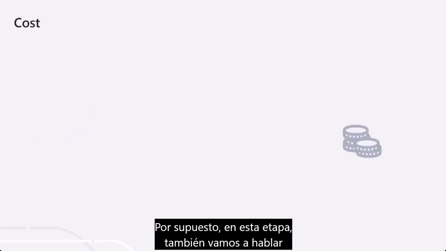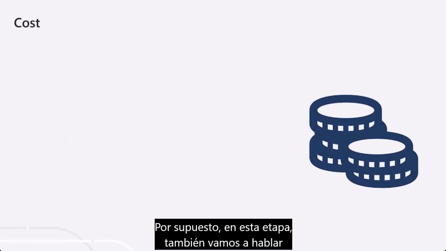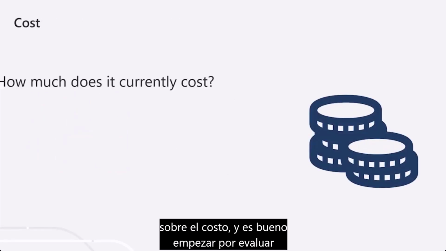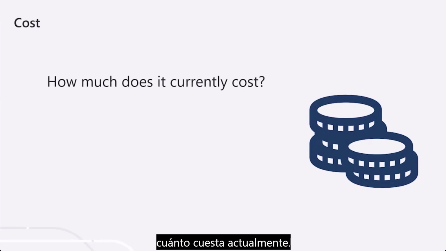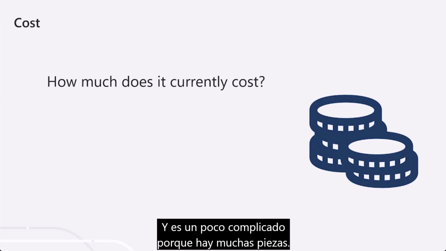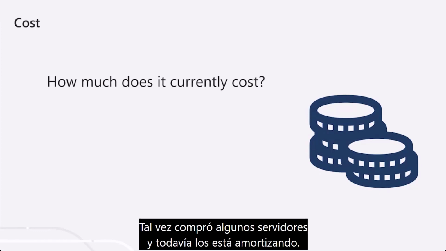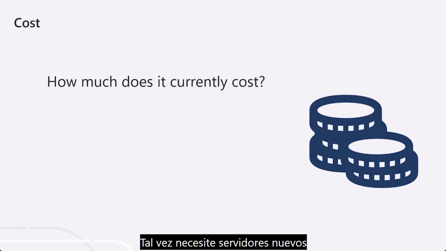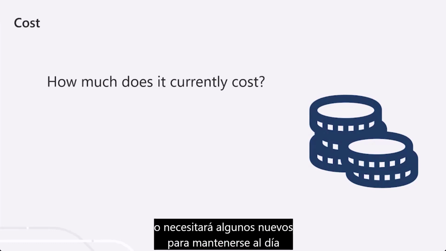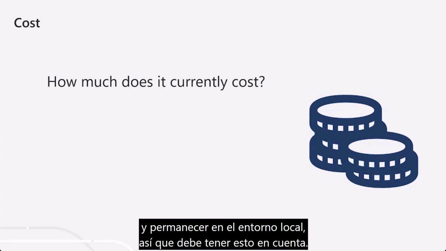Now, of course, in this stage, we are also going to talk about cost. And a good thing to do is start by assessing how much does it currently cost, all right? And it's a little bit complicated because there are a lot of moving parts here. First of all, maybe you bought some servers and you are still amortizing them. Maybe you need some new server, or you would need some new server to stay current and to stay on premise, and so you need to take that into account.